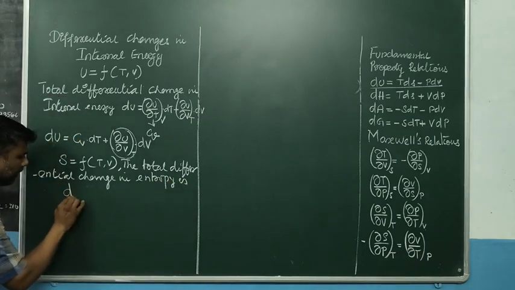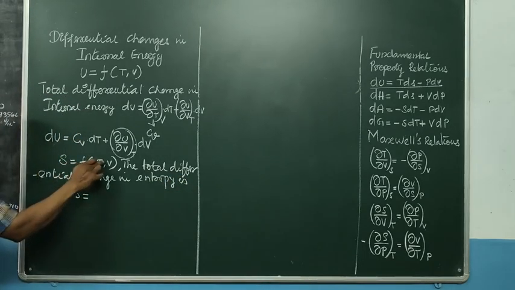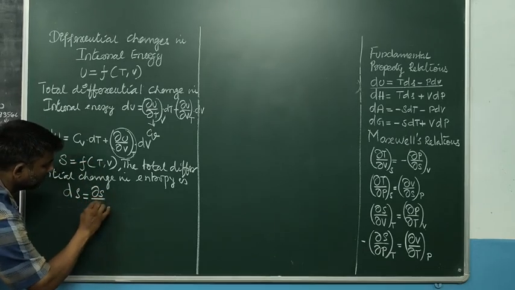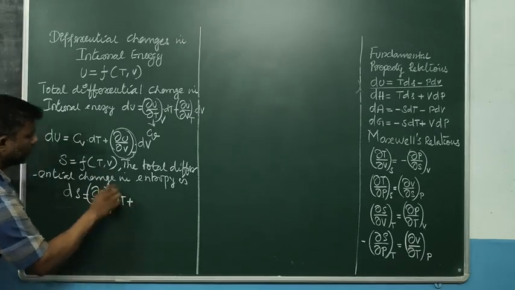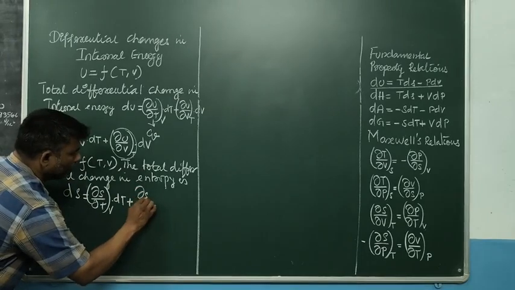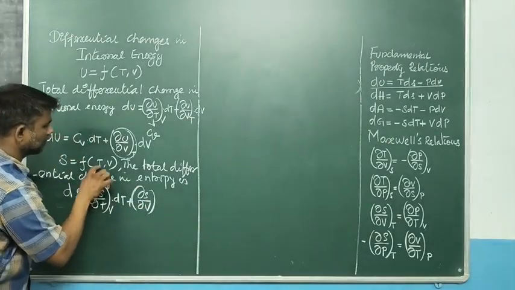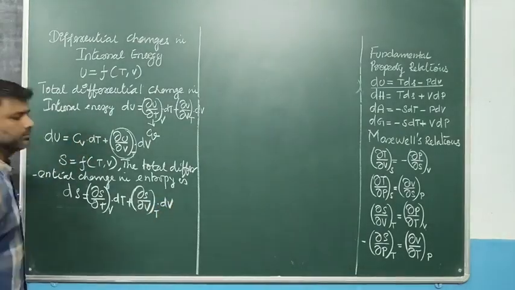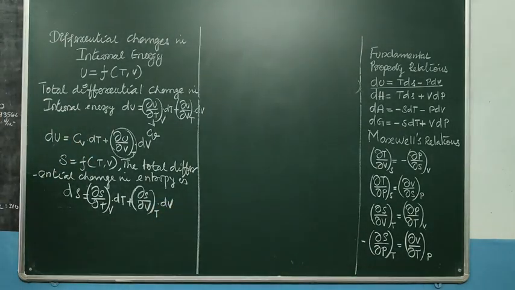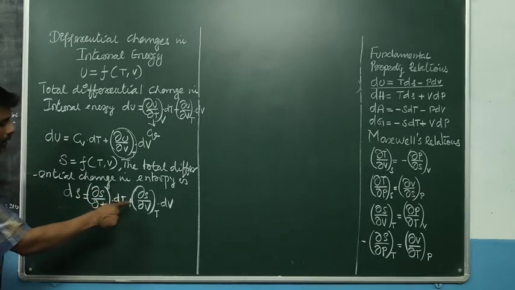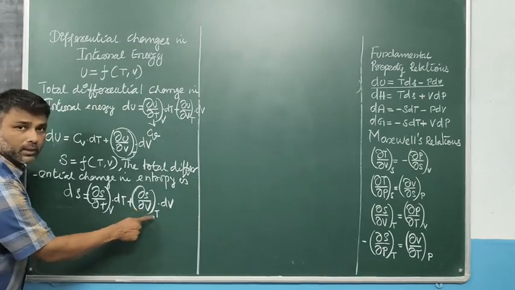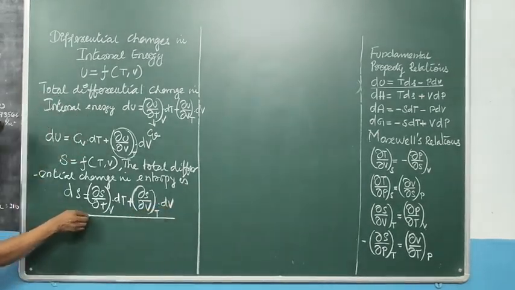dS is equal to (∂S/∂T) at constant volume into dT plus (∂S/∂V) at constant temperature into dV. Clear? The total differential change in entropy is equal to (∂S/∂T) at constant volume into dT plus (∂S/∂V) at constant temperature into dV. See this equation.